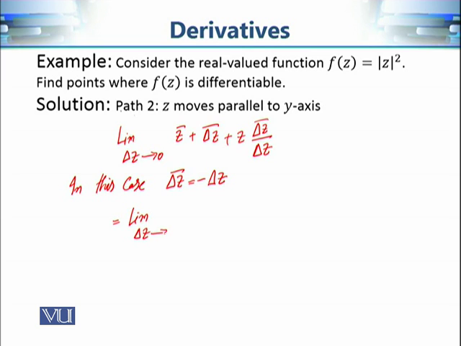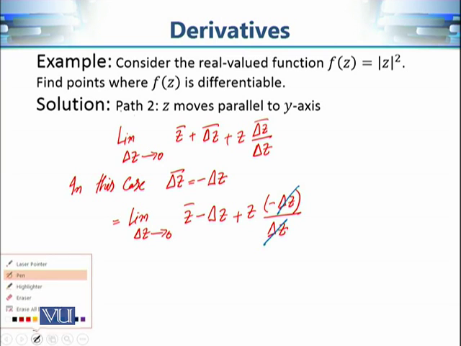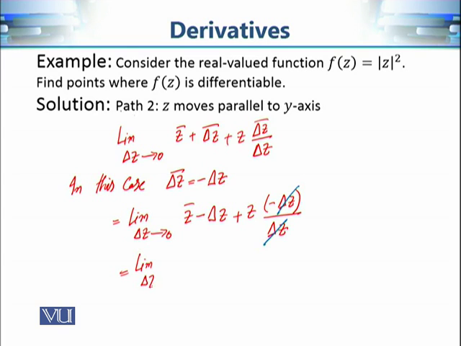Delta z approaches 0. So (z conjugate minus delta z, because delta z conjugate is minus delta z, plus z times minus delta z) divided by delta z. Now in this case, we can see that delta z will cancel out with delta z, and what we are left with is the following expression. Delta z approaches 0, z conjugate minus delta z minus z.